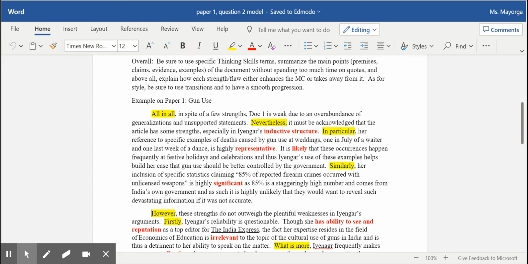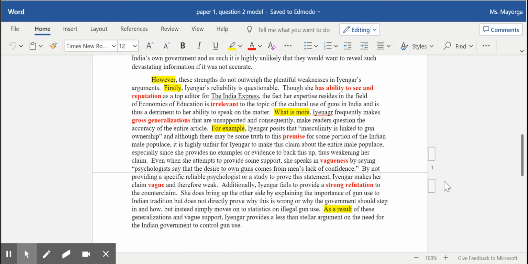Then look how I transition to the weaknesses. However, these strengths do not outweigh the plentiful weaknesses. And then I went over 4, including the author's own reputation, which isn't great because her expertise is in economics of education, which is irrelevant. So even though she has reputation, the fact that her expertise doesn't really have anything to do with gun rights in terms of India's culture really decreases the claim.